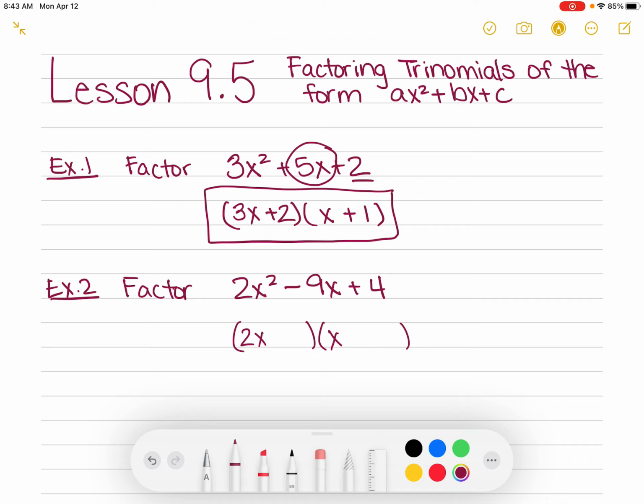Sorry, I'm losing my voice today. And so this first one, remember we did the 2 first. We did the last part because I knew that there was no other way to do 2. It was just 2 and 1. So on this one, the same thing. I didn't do 4 first because 4 can be 4 times 1 or 2 times 2. So instead of doing that one first, I'm going to do the first one, the 2x, because the 2x only has one way to do it. And that's 2x and x.